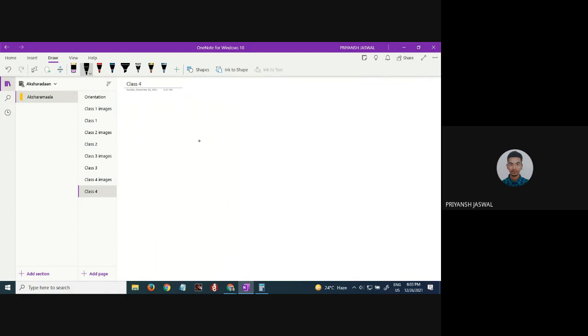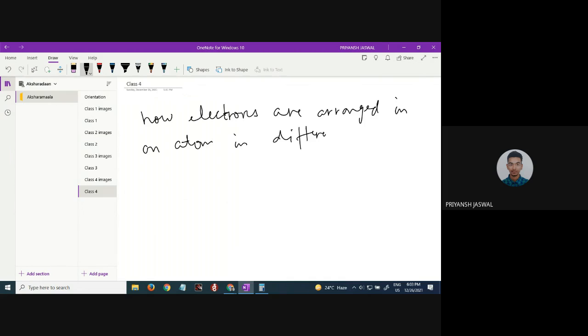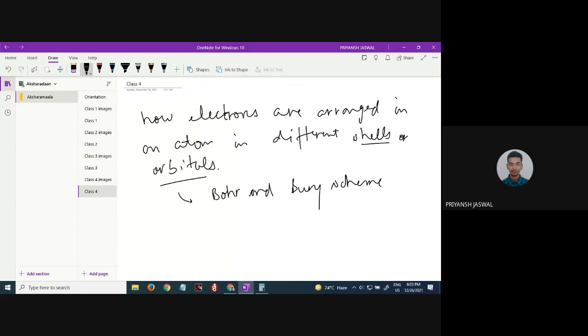So far we saw how electrons are arranged in an atom in different shells, or you can say different orbitals. This we studied in last class, and this was defined by the Bohr and Bury scheme, for which we did some examples also.